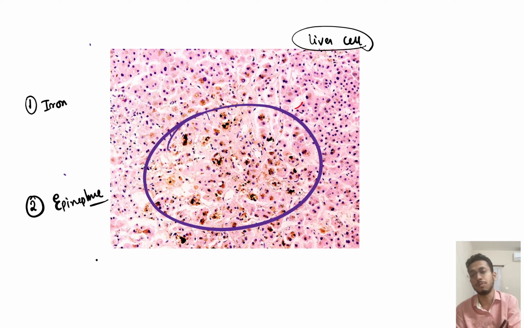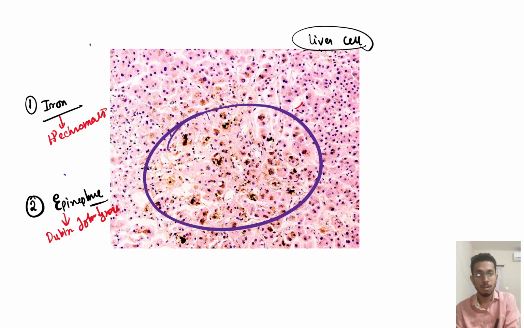Now, what is the disease where there is iron accumulation? The disease known for iron accumulation is hemochromatosis, and the disease in which epinephrine metabolite gets accumulated is known as Dubin-Johnson syndrome. Okay. Now if you look properly, along with iron accumulation, there is an increase in cellularity, which also suggests fibrosis, alright, fibrosis.